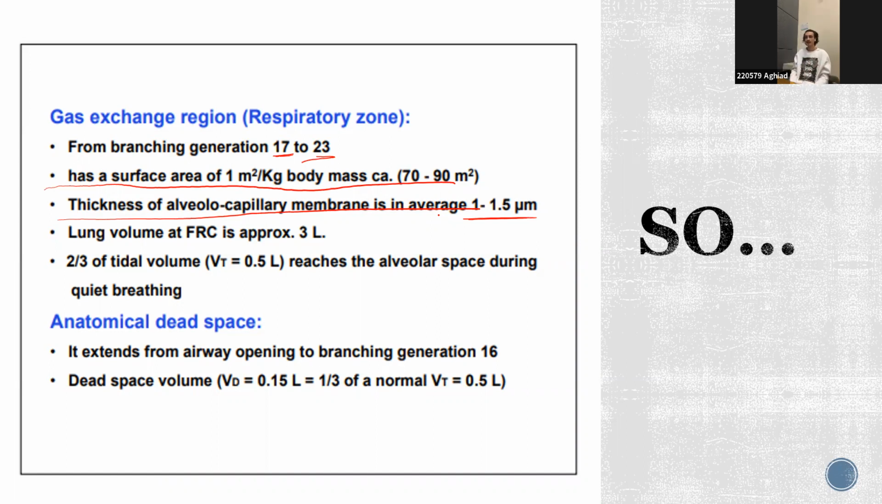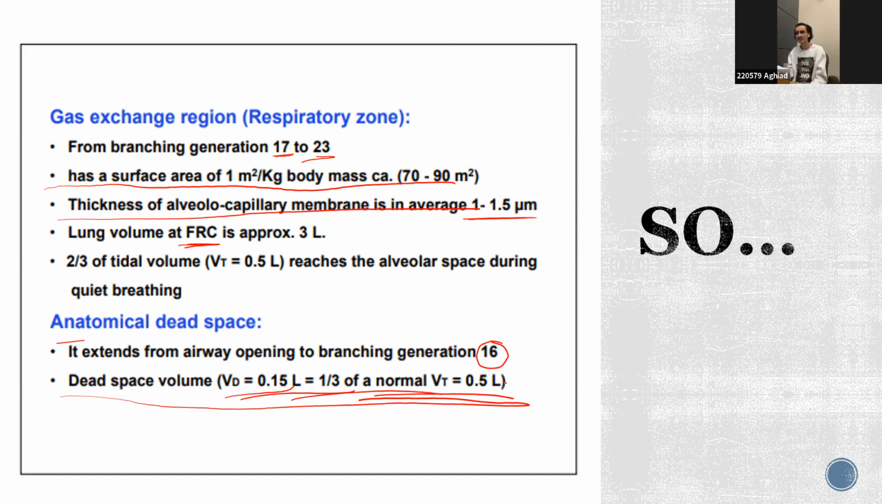So lung volume at FRC, put that in mind, FRC is approximately 3 liters. Now, you may not be familiar with the terms, but I'll get to them in a bit. And then 2/3 of the tidal volume is the alveolar space during quiet breathing. So you see all these terms, quiet breathing, tidal volume, FRC. We're going to define them in a bit. But again, anatomical dead space extends from the airway opening to branching generation 16, and the dead space volume is around 0.5 liters.